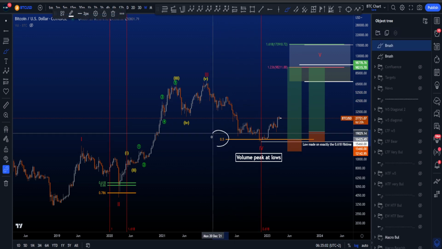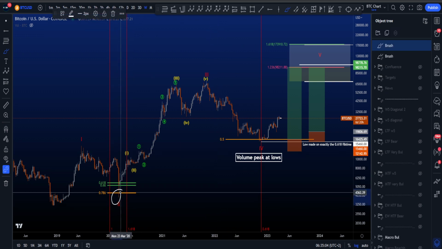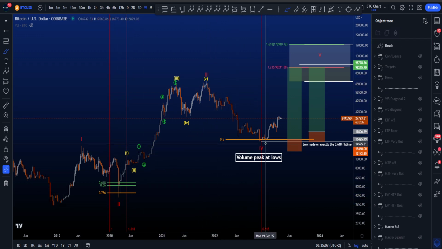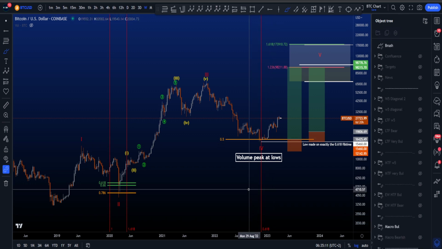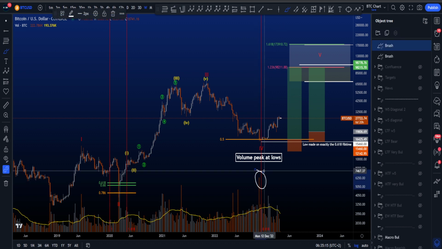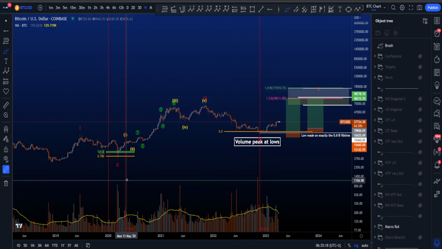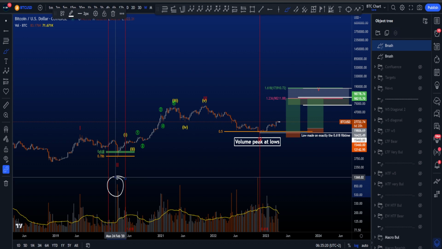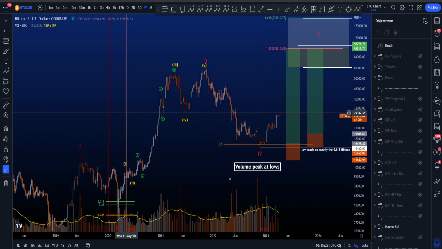Wave 4 bounced perfectly on the 0.5 fib, taken from the low of 2 to the high of 3. It also bounced exactly with the week low on the 0.618 fib time. Very nice confluence, and we also had a volume peak at the lows, which can signal a reversal area, just like it did over here with the low of this wave 2, which can be very interesting.